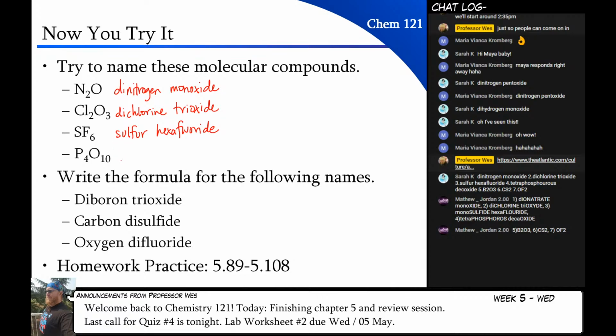And then finally, for P4O10, we have tetraphosphorus decoxide. We want to avoid that AO combo.